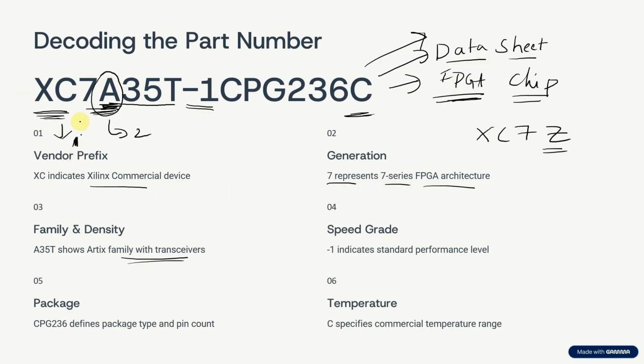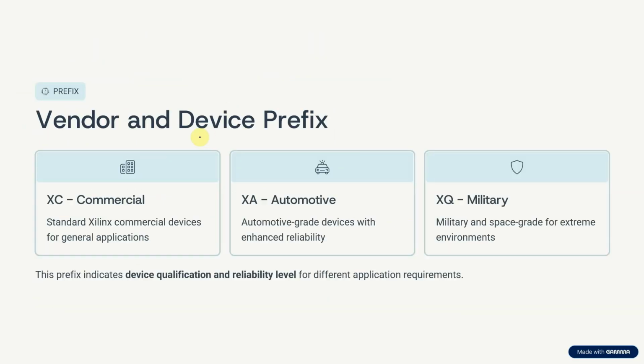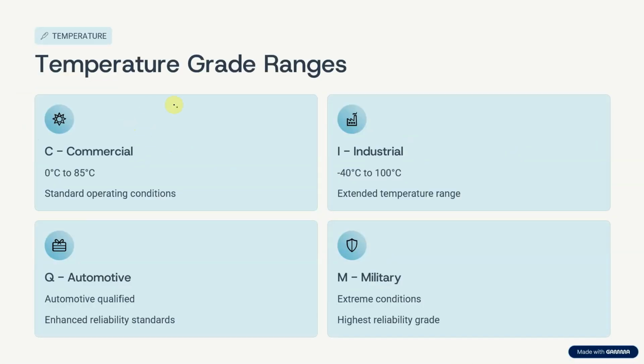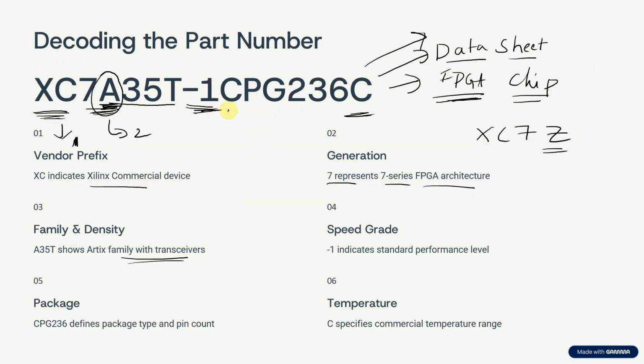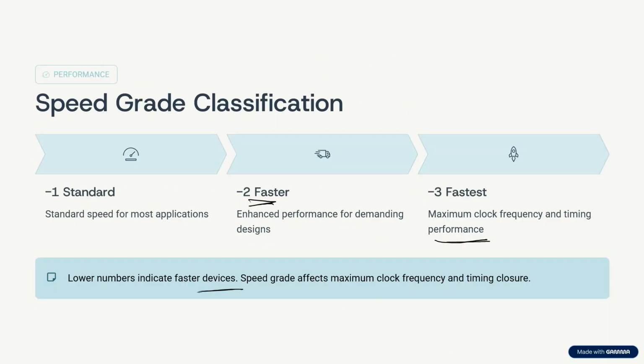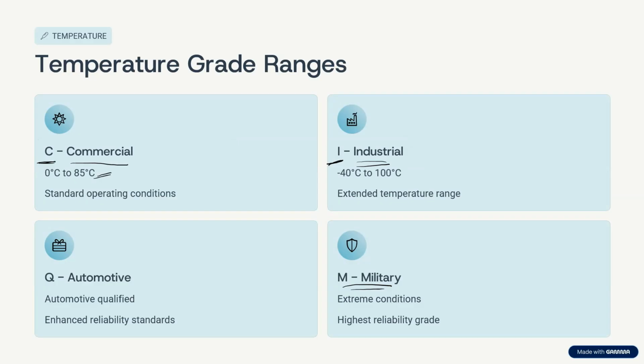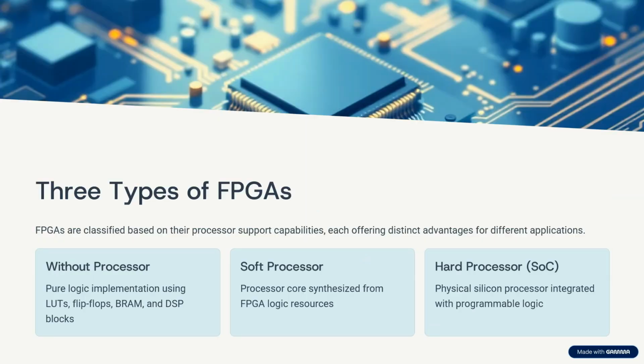So the very first one is the vendor, next is the family, next is the speed grade, and next comes the temperature. So what is this temperature? C stands for commercial, and this is a temperature rating, I stands for industrial, Q stands for automotive, and M stands for military. So we have this C over here, which is our temperature rating. It mentions what temperature rating the device is going to have, whether it is commercial, industrial, automotive, or military.